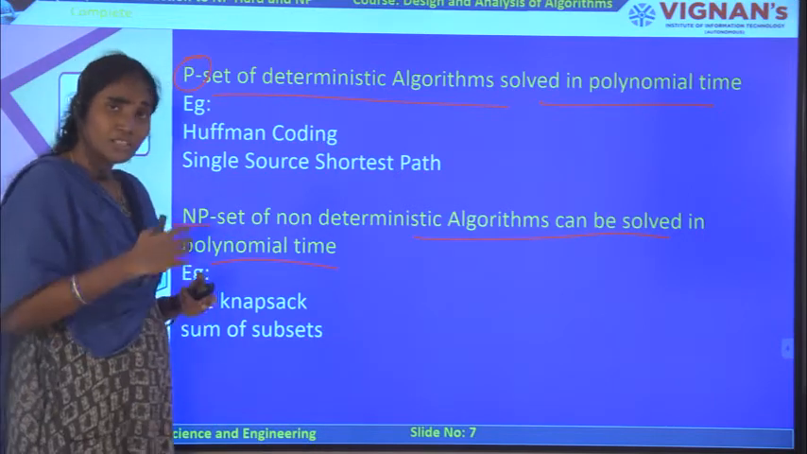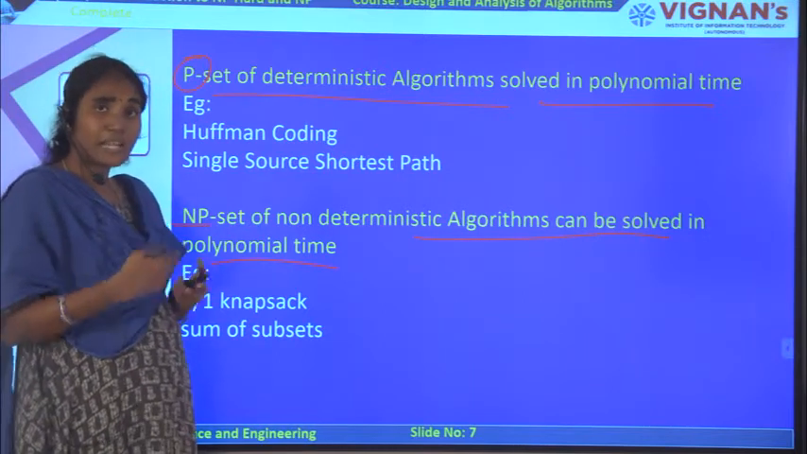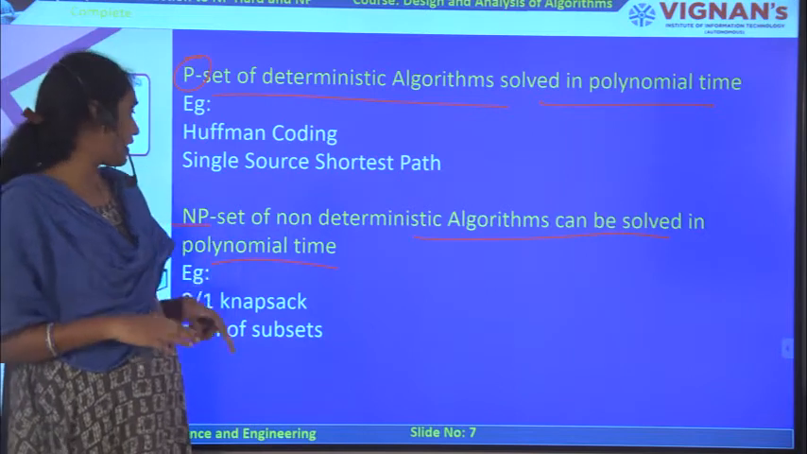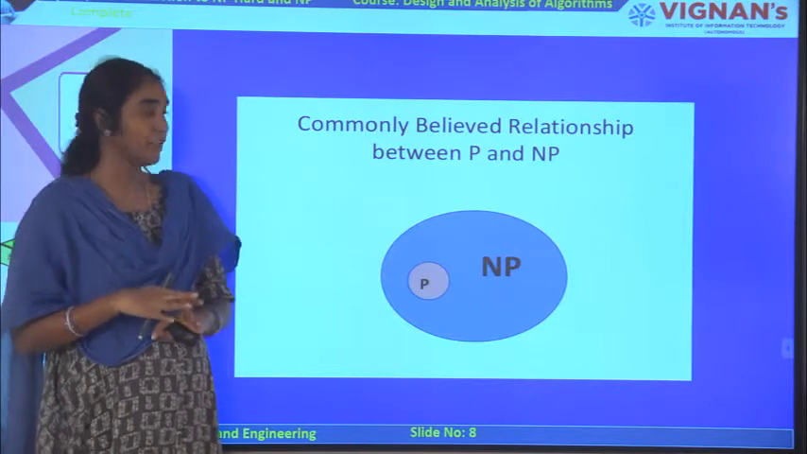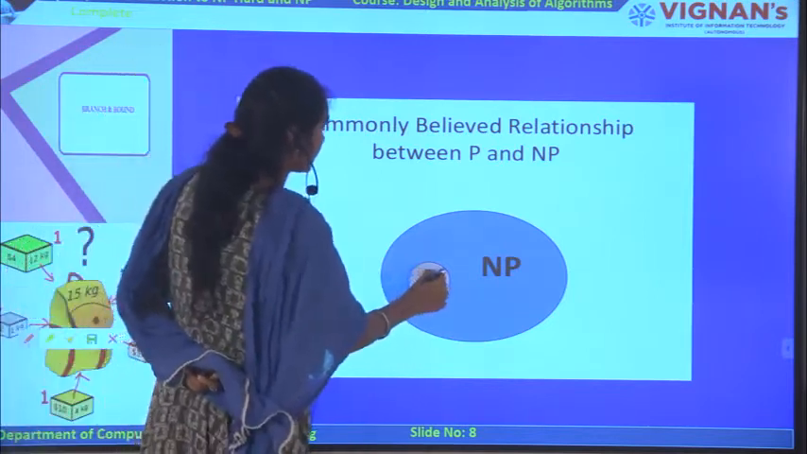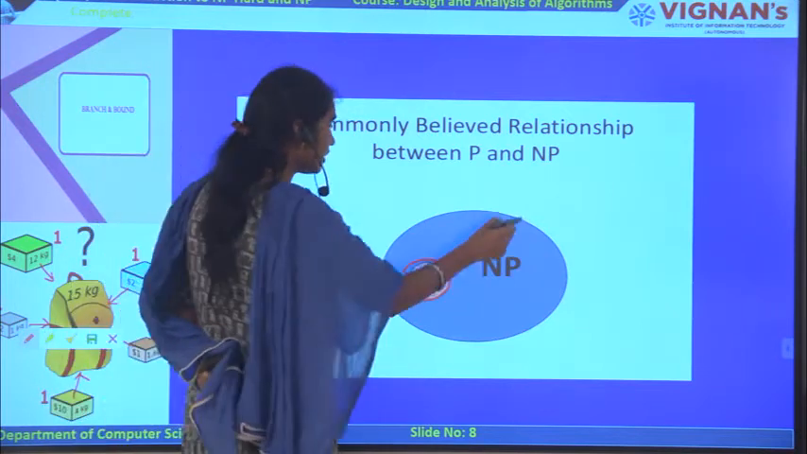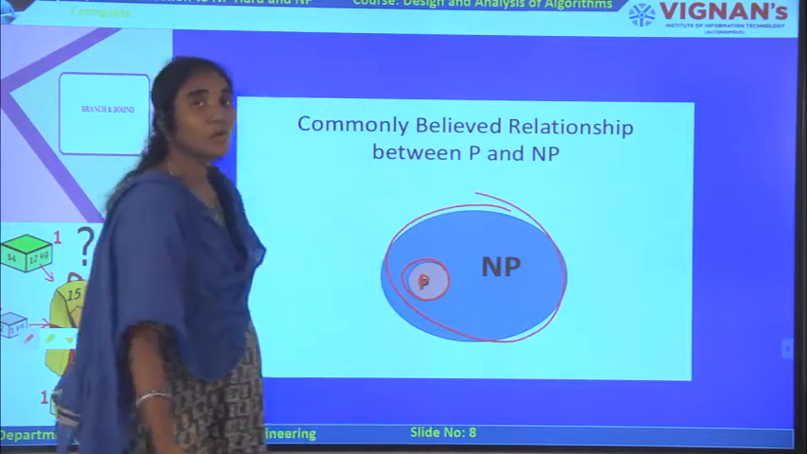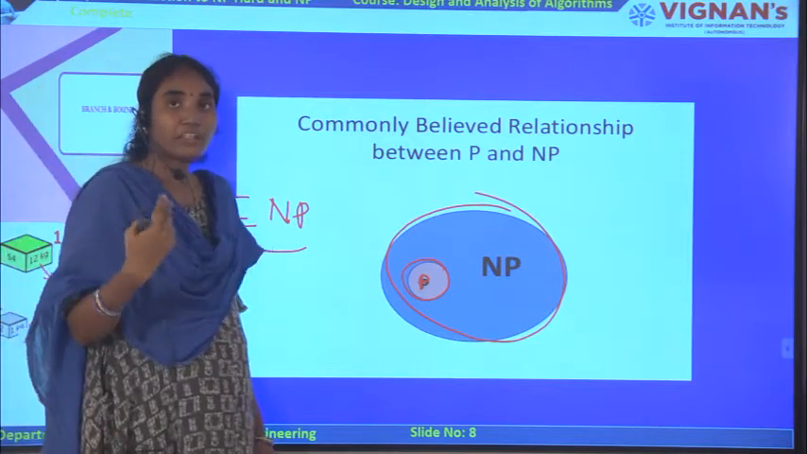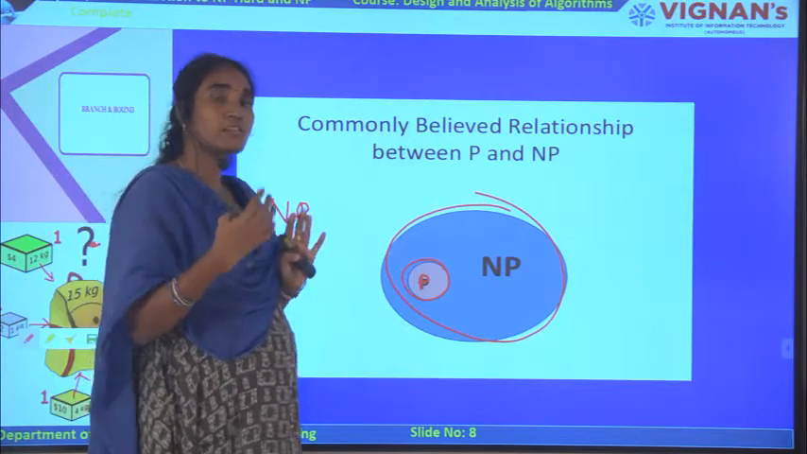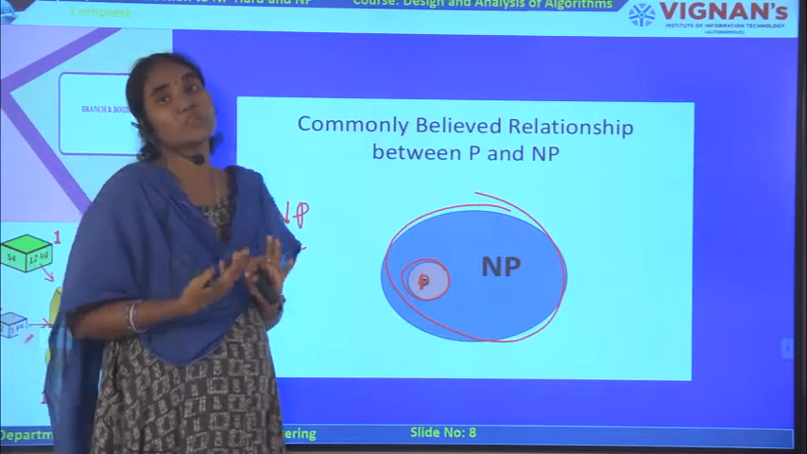For example, 0/1 knapsack, all pair shortest path, sum of subsets, right? Graph coloring, Hamiltonian cycle, all these come under your NP. Now this is a common relationship between P and NP. So here if I consider P as deterministic algorithms, right? So now this is about NP. So P is a subset of or equal to NP, and here our main intention is we need to convert all these non-deterministic algorithms into P, right? So for that the research is going on.